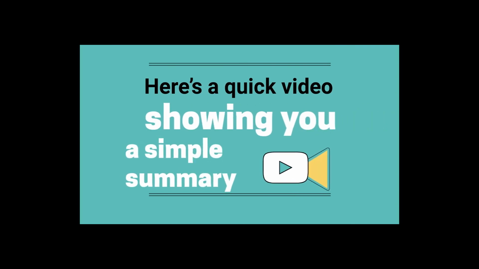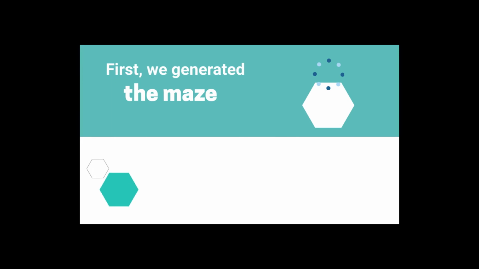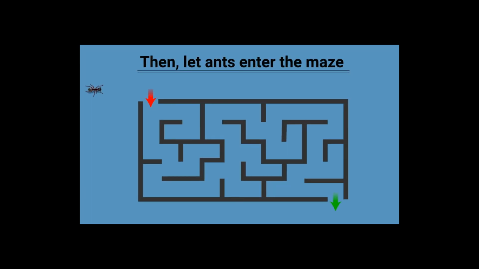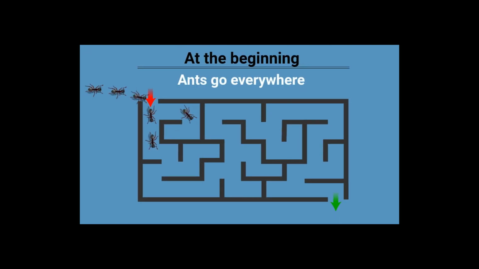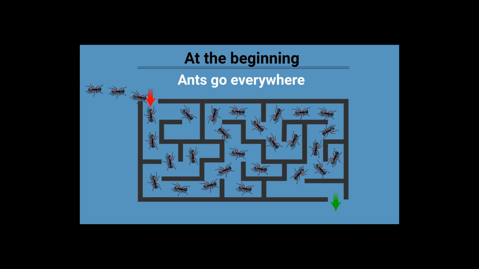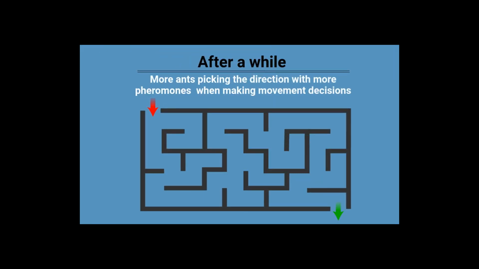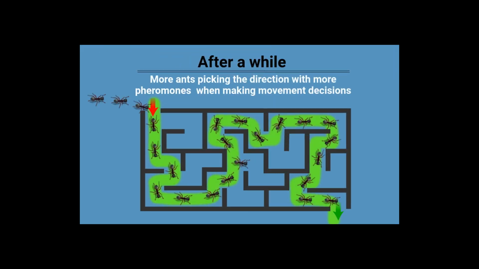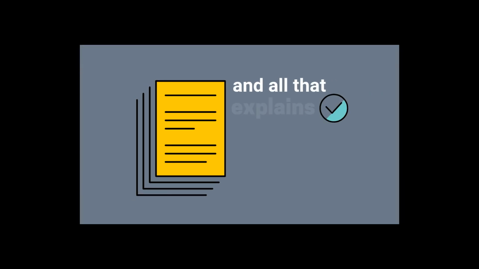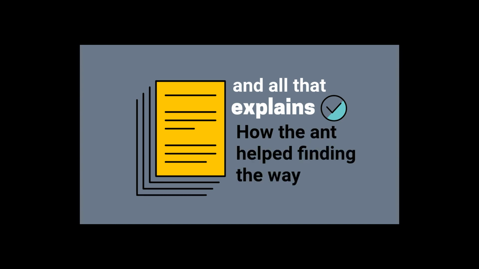Let's summarize our project briefly. First, we use a maze generator to generate a maze. Then, let the ants enter the maze. At the beginning, ants go everywhere, exploring, and drop pheromones. However, pheromones distribute differently among the maze. After a while, more ants pick the direction with more pheromones when making movement decisions. All that explains how the ants find the short way out of the maze.